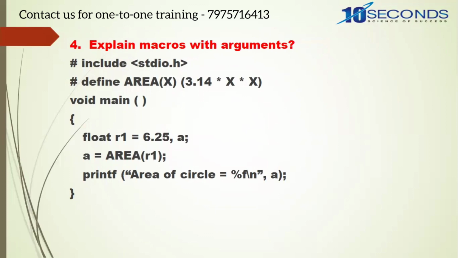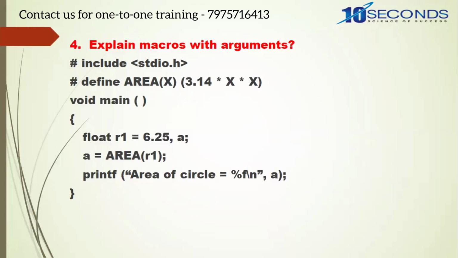So macros with arguments. Explain macros with arguments. Macros are almost similar to functions, but the only difference is in the case of a function, we write the function definition and we call the function. The control will go to the function definition and execute all the statements of the function definition. Again, it comes back to the calling function.